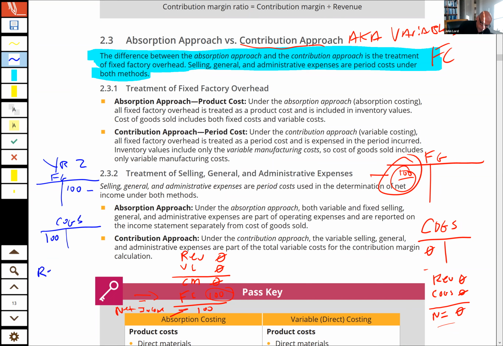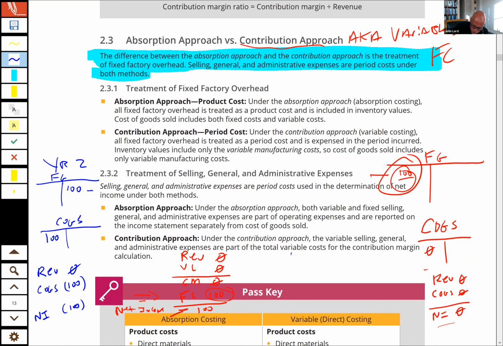Okay, my revenue, which is kind of silly because if you sold the thing we'd have some revenue, but I'm trying to just isolate the fixed cost here. You would have cost of goods sold of 100. Okay, and so now, ignoring any administrative costs, my net income is negative 100, right? Under the contribution approach, I already took that last year as a period cost.